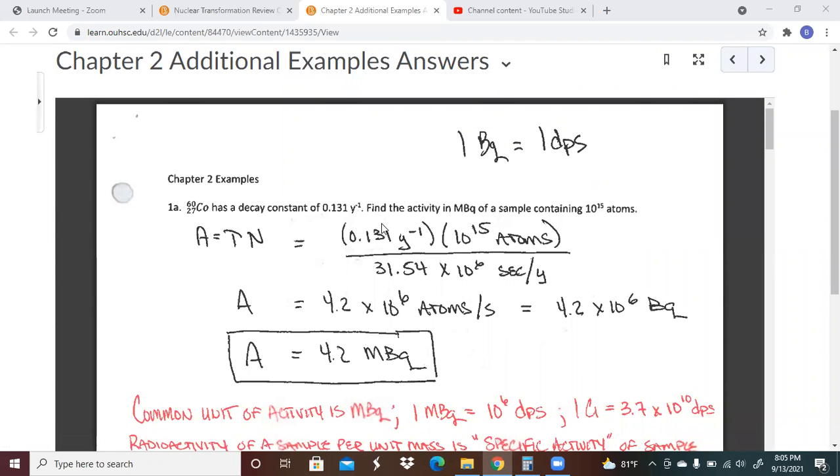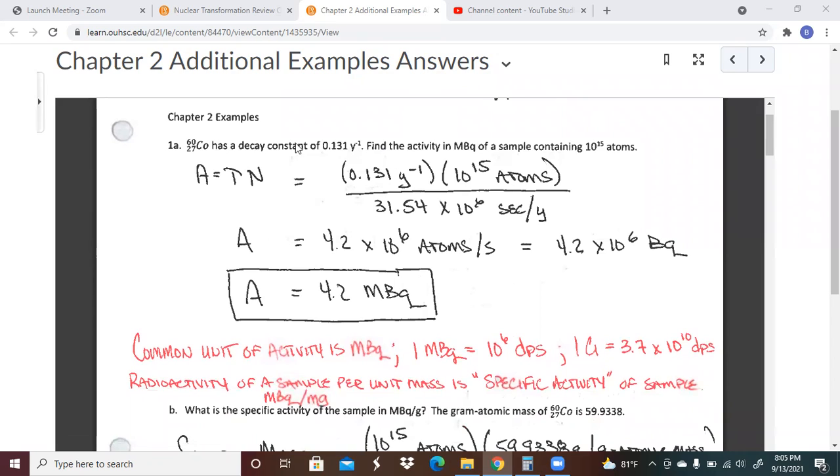Okay, we're going to have some additional problems here that we're going to work with. One of the things that I want you to remember is that 1 becquerel is equal to 1 decay per second, or dps. That's how it's commonly referred to. Cobalt-60 has a decay constant given here in years in the denominator. So find the activity in megabecquerel of a sample containing 10 to the 15th atoms.